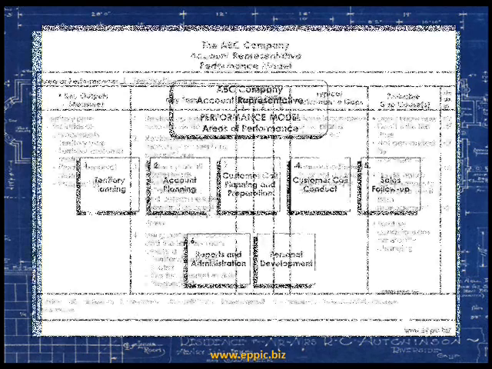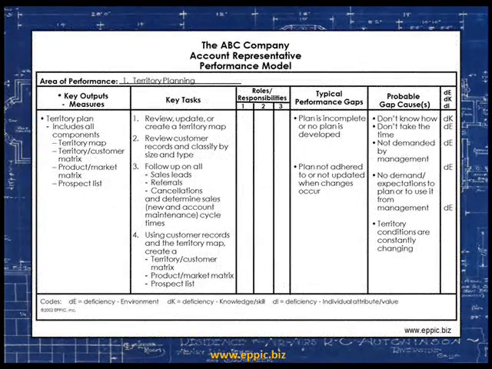Those details include what are the outputs and measures for an area of performance. There are often more than one output, and there are often more than one measure for each output. This is beginning with the end in mind. When we're doing territory planning, the output is a territory plan, and there are tasks to be done to produce that plan.